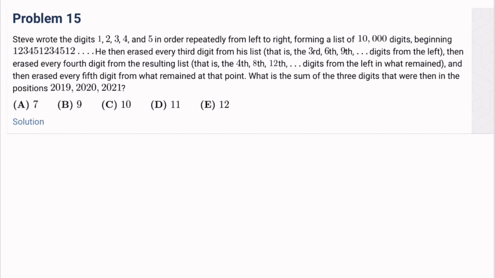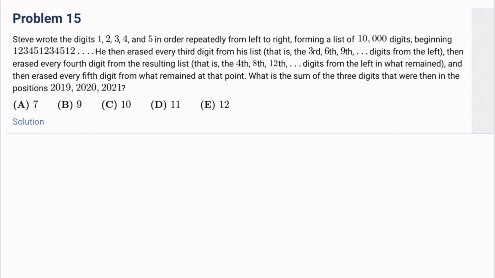Number 15. Steve wrote the digits 1, 2, 3, 4, and 5 in order repeatedly from left to right, forming a list of 10,000 digits beginning 1, 2, 3, 4, 5, 1, 2, 3, 4, 5, like that, right? He then erased every third digit from his list, and then erased every fourth digit from the resulting list, and then erased every fifth digit from what remained at that point. What is the sum of the 3 digits that were then in the positions 2019, 2020, 2021?